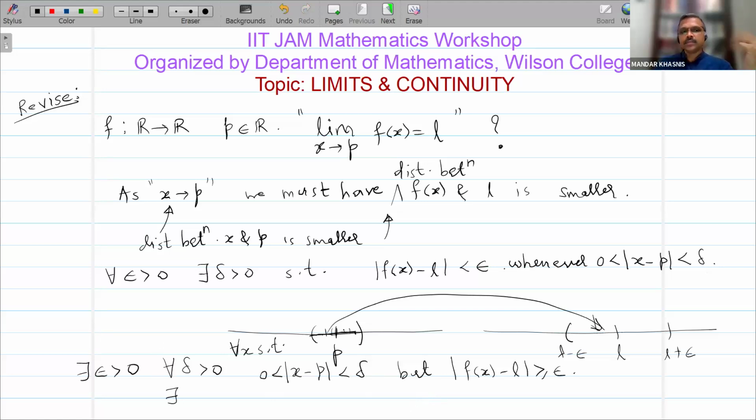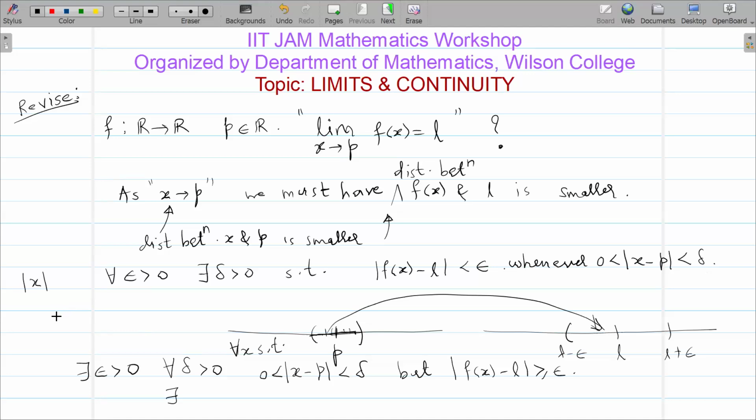Okay, someone else? Sir, we have functions like mod x for which at the particular point zero there exists no limit. Ashish, I didn't hear you. What about a function like modulus of x, or absolute value of x? At point zero there exists no limit. At point zero there exists no delta. You want to say?